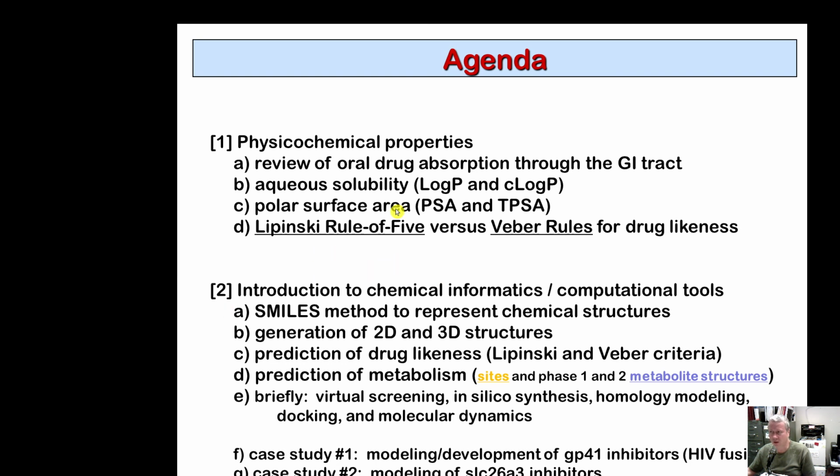Okay. All right, so we just finished the generation of 2D and 3D structure section. Next thing is the prediction of drug likeness using computational tools, mostly getting those parameters like C log P, polar surface area, and stuff like that. I think I'm going to just do this in the synchronous lecture, so we'll end this lecture a little short. And then we'll also get into fun stuff like prediction of metabolism and sites of phase 1 and 2 metabolism using computational tools. All right, so that will be next time.